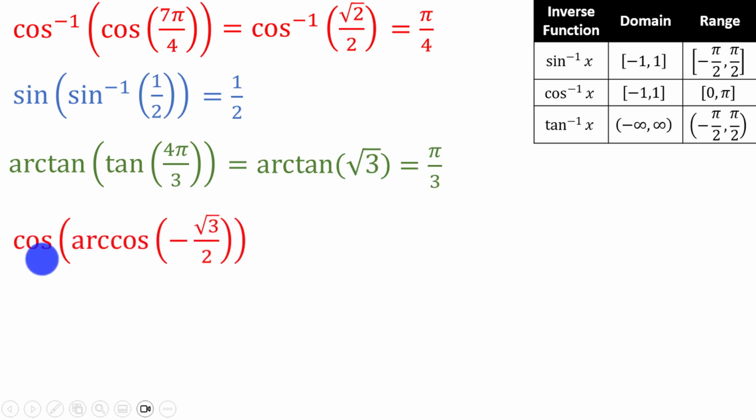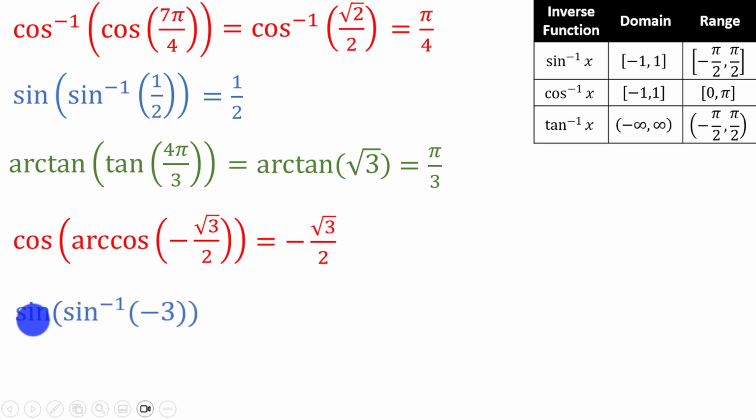Now let's go on to the next one. We have cosine of arccosine or inverse cosine of negative square root 3 over 2. So since we have the regular trig function on the outside, that is when we look at the domain. So we're looking at the domain of inverse cosine. It's from negative 1 to 1. Negative square root 3 over 2 indeed is in that domain. So that means we can just copy that over and that will be our answer.